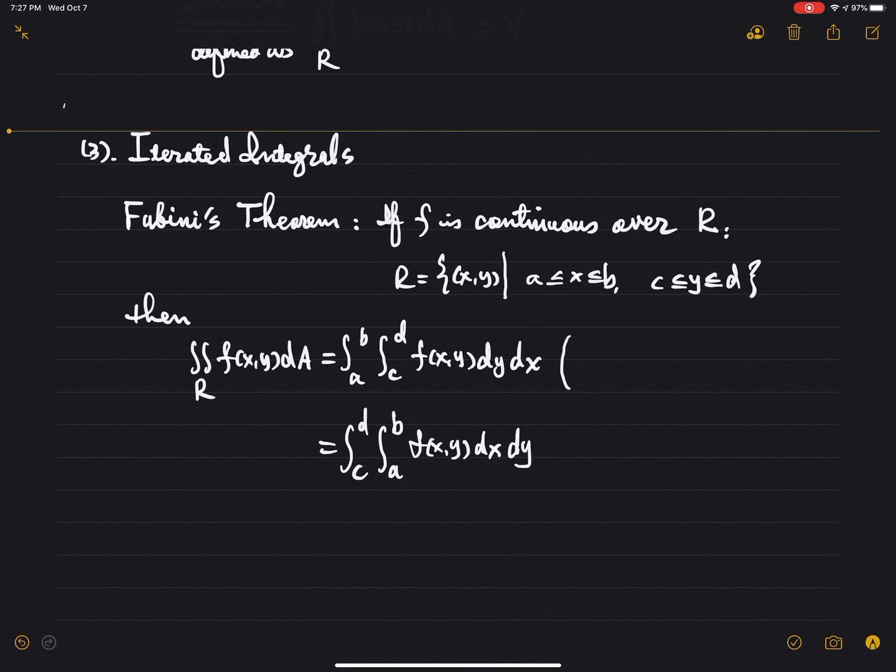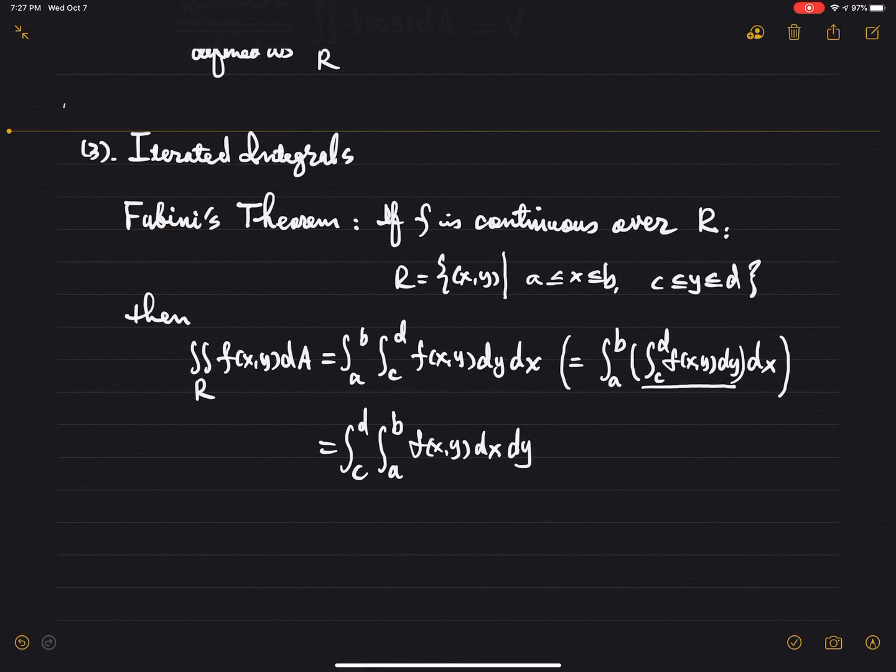Now, we should understand that this is the same as the integral from a to b, and then we put a parenthesis, the integral from c to d of f(x,y) dy, and then dx. So you can think about it: first of all, you integrate with respect to y. The x variable doesn't change. So after integrating, it's still a function of x, and then you integrate with respect to x.